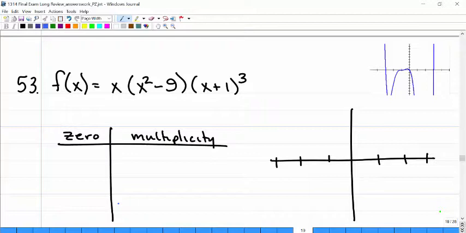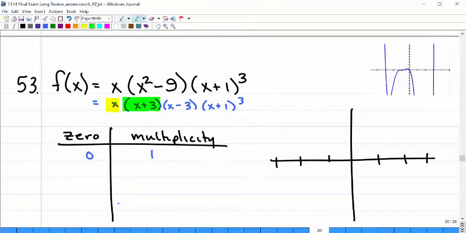53 says to sketch a graph of the polynomial function and list all zeros and their multiplicities. The function is x times (x squared minus 9) times (x plus 1) cubed. I'm going to factor the difference of squares, x squared minus 9, into (x plus 3) times (x minus 3). And then I also have (x plus 1) cubed. For this factor, x, I get a zero of 0 and a multiplicity of 1.